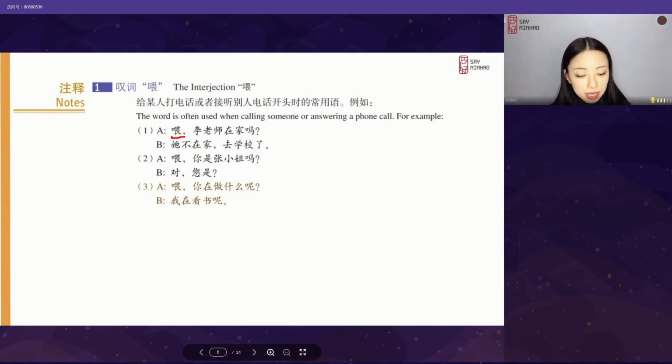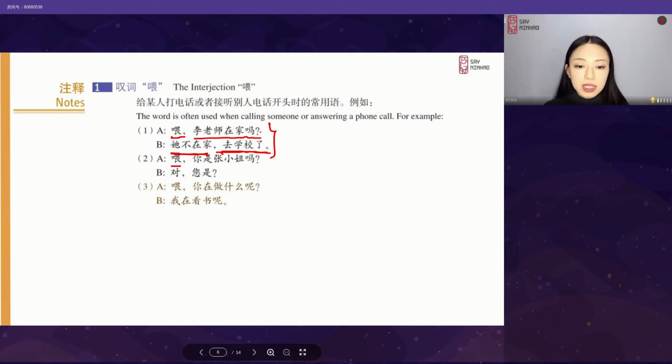First one is 喂，李老师在家吗？他不在家，去学校了。So in this conversation: hello, is teacher Li at home? No, she's not at home. She went to school. We can see this happened on the phone. And when we are calling and answering someone, we will use 喂, the second tone, more than the first tone. But it doesn't mean that when you say 喂 with the first tone, it's wrong. It is also okay.